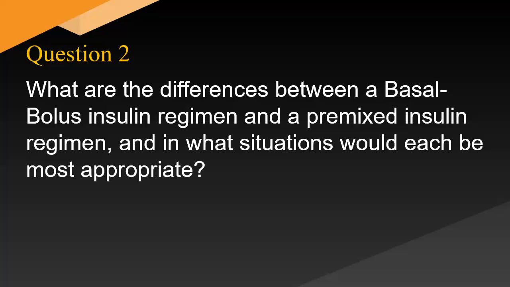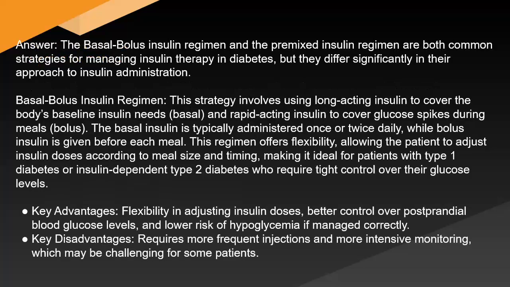What are the differences between a basal bolus insulin regimen and a premixed insulin regimen, and in what situations would each be most appropriate? Answer: the basal bolus insulin regimen and the premixed insulin regimen are both common strategies for managing insulin therapy in diabetes, but they differ significantly in their approach to insulin administration. Basal bolus insulin regimen. This strategy involves using long-acting insulin to cover the body's baseline insulin needs, basal, and rapid-acting insulin to cover glucose spikes during meals, bolus.